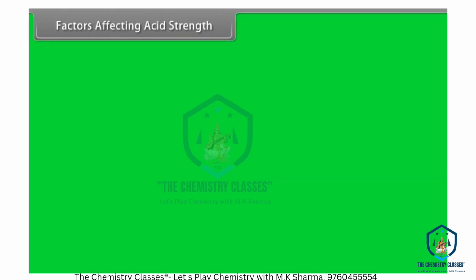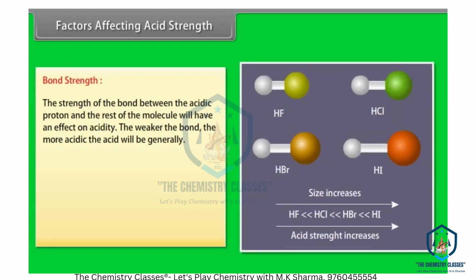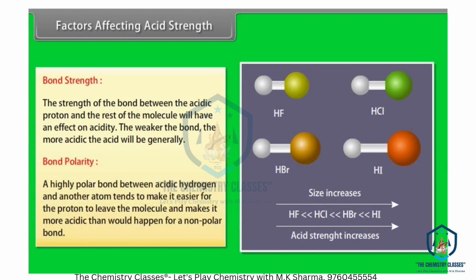Factors affecting acid strength. Bond strength. The strength of the bond between the acidic proton and the rest of the molecule will have an effect on acidity. The weaker the bond, the more acidic the acid will generally be. Bond polarity. A highly polar bond between acidic hydrogen and another atom tends to make it easier for the proton to leave the molecule and makes it more acidic than would happen for a non-polar bond.